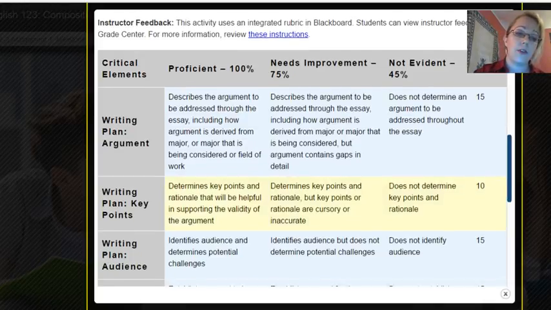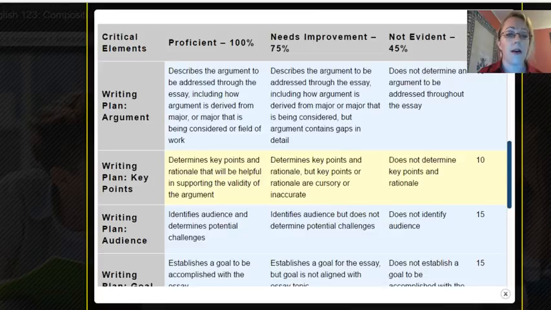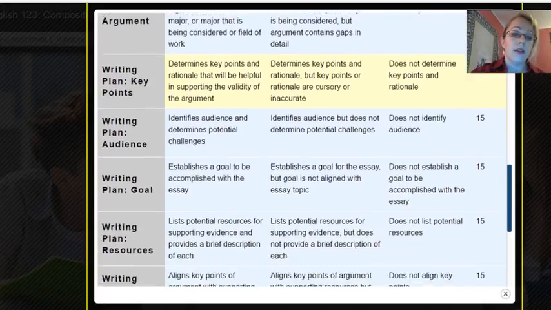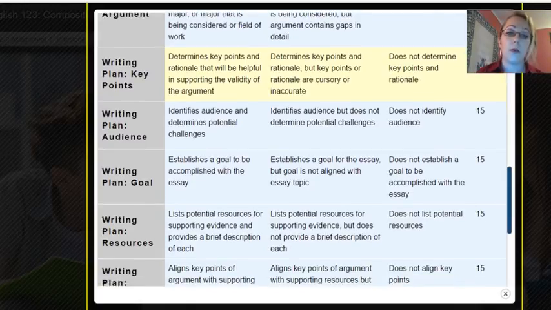We want to make sure that we have a paragraph talking about our argument. And to get proficient, we want to make sure that we fully describe the argument to be addressed in your essay, including how the argument is connected to your major or your career. The second critical element is those key points. We want to really be determining the key points and rationale that will be helpful in supporting your argument. So you got your argument, what key points are we going to use to support that?